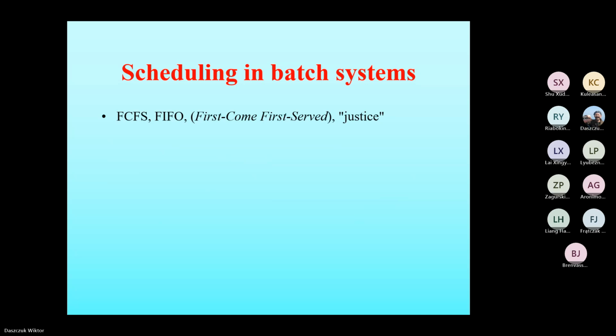These are typical scheduling algorithms in batch systems. So it is on the highest level, when we give access to the job to the computer as a whole. They are first come, first served, the counterpart of FIFO, first in, first out. Of course, this algorithm supports justice.